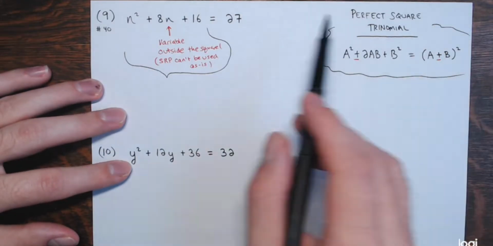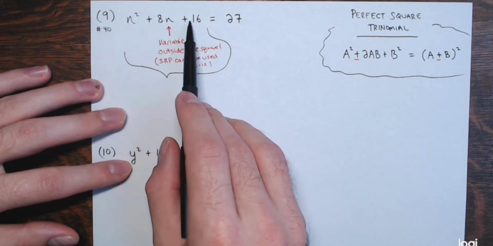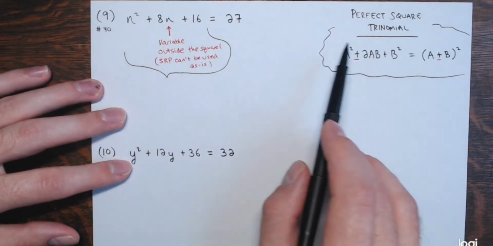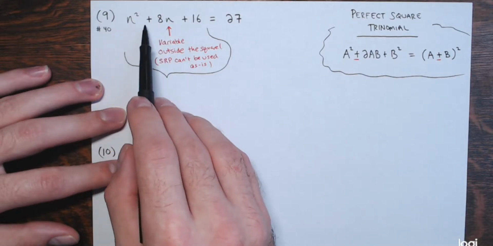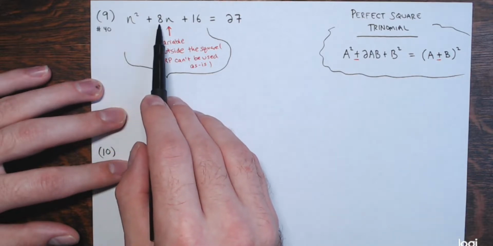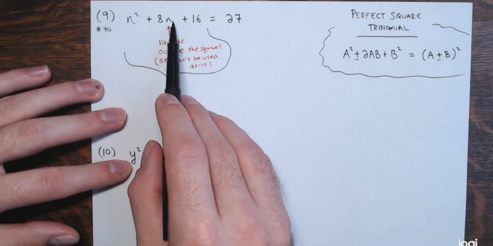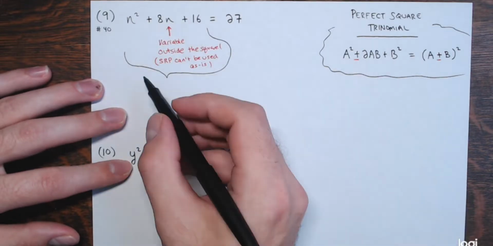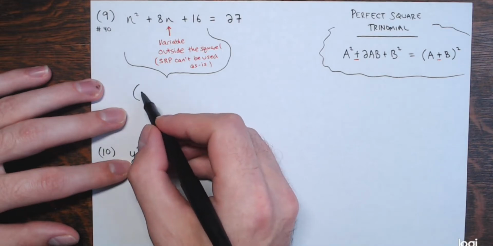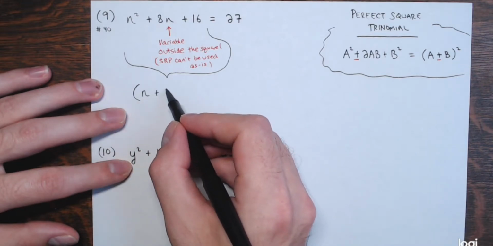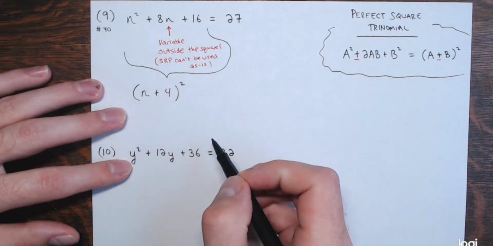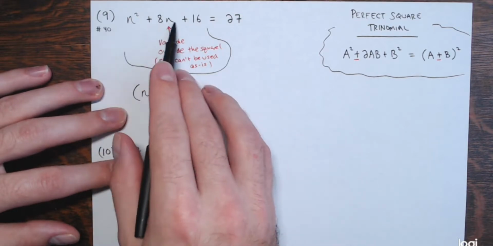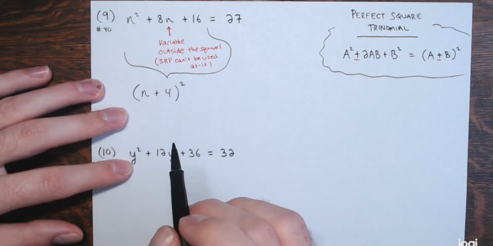Well, this n squared plus 8n plus 16 is one of these. This is n squared plus 2 times 4 times n plus 4 squared. It's got this form where a is n and b is 4. So that left side factors to n plus 4 to the second power. And you could check it out. Take n plus 4 times n plus 4 and FOIL, and you'll get n squared plus 8n plus 16 back.